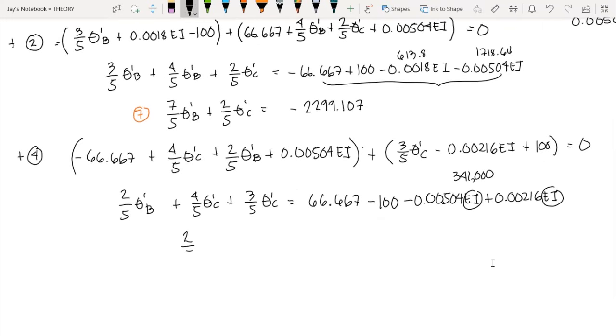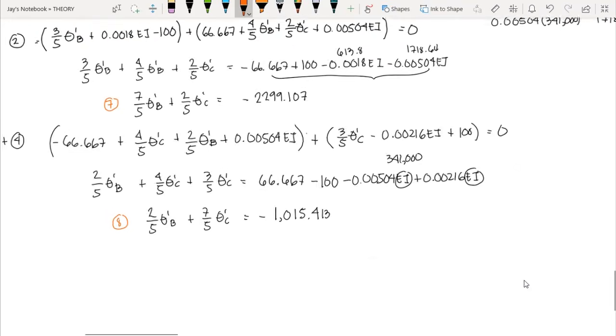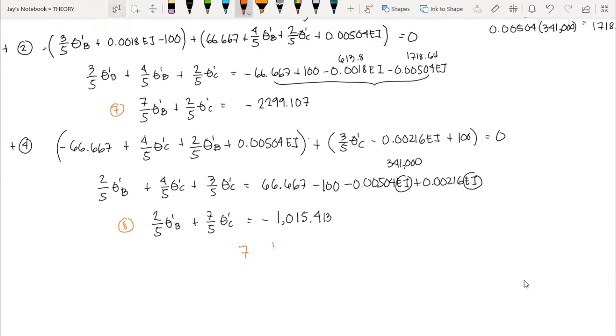So we can simplify this equation further by summing up all the constants and all like terms. We have 2/5 theta prime B plus 7/5 theta prime C. This equals to negative 1015.413. So this is now our equation number 8. Now we have these two equations, 7 and 8. We have unknown theta prime B and theta prime C for both equations. Then we can now apply simultaneous equation.